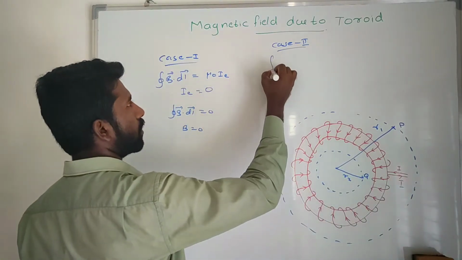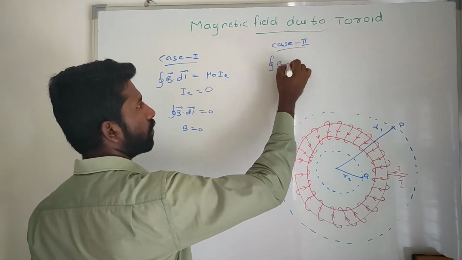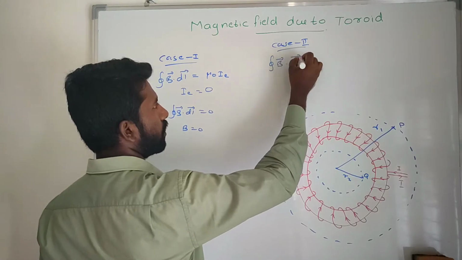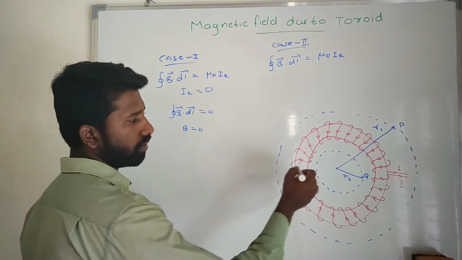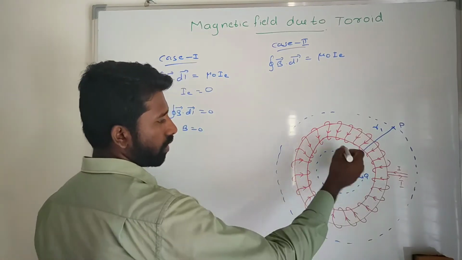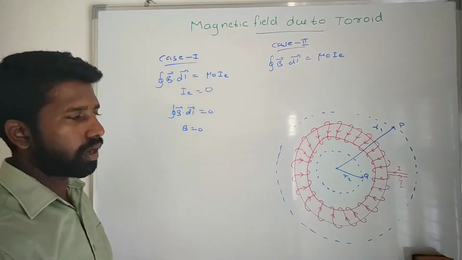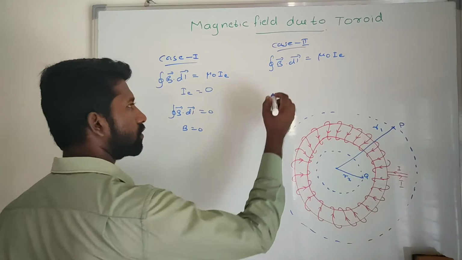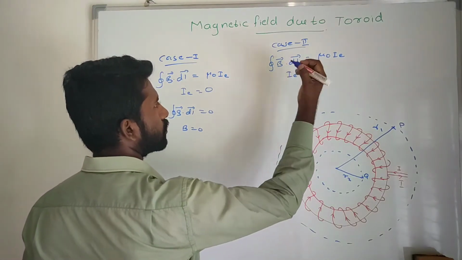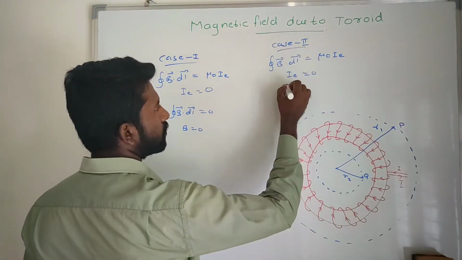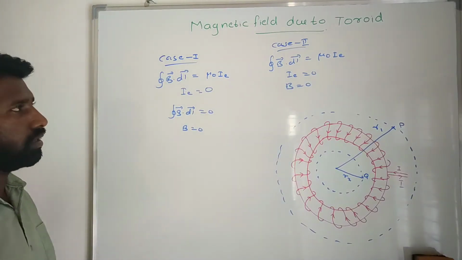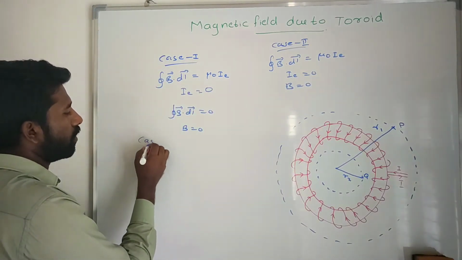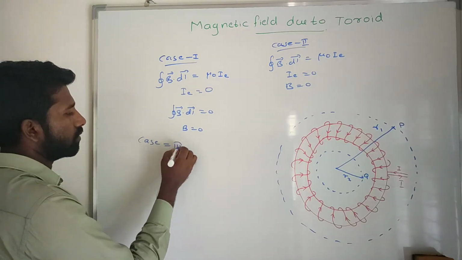What about Ampere's circuital theorem? Closed integral of B dot dl is equal to mu 0 I enclosed. What about the enclosed current in this Amperian loop? Is there any current? There is no current. So I is equal to 0, and this is equal to 0. So the B value is 0. Clear? That is case 2. Now we will see case 3.